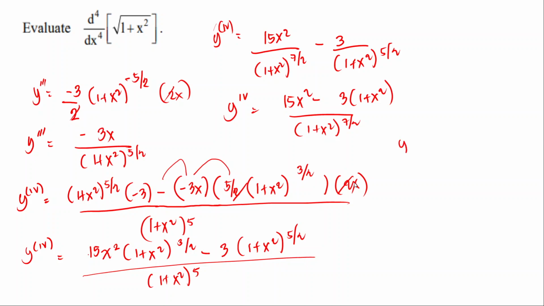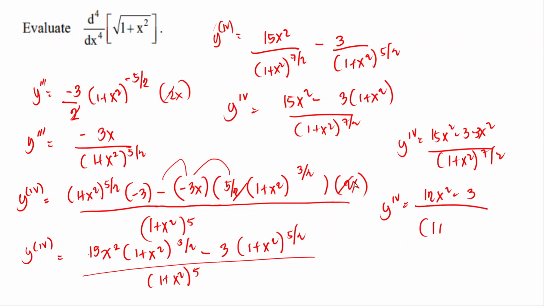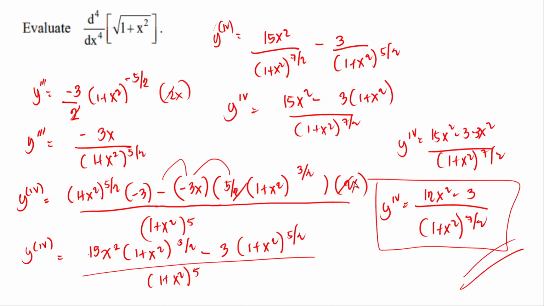So, pwede pa natin ulit siyang isimplify. 15x squared minus 3 minus x squared, ay 3x squared pala, over 1 plus x squared 7 halves, or, ito is 15 minus 3, that is 12, x squared minus 3, all over 1 plus x squared 7 halves. Okay, so this is our final answer. Okay, so that's how you do the higher derivative or higher order derivative. Yung order niya is, yun yung indication kung ilang beses mo i-derive si function. Okay? So, that's it. Thank you very much for watching.